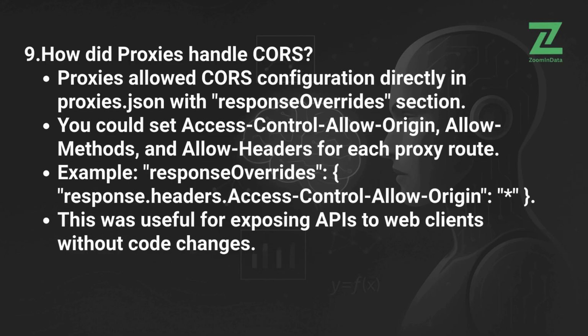How did proxies handle CORS? Proxies allowed CORS configuration directly in proxies.json with the responseOverrides section. You could set Access-Control-Allow-Origin, Allow-Methods, and Allow-Headers for each proxy route. Example: responseOverrides, response.headers.Access-Control-Allow-Origin, asterisk. This was useful for exposing APIs to web clients without code changes.